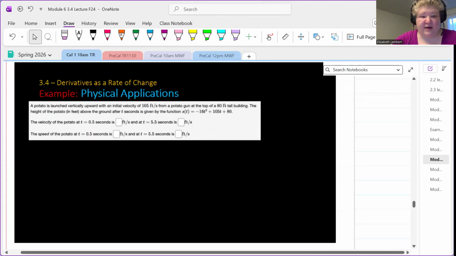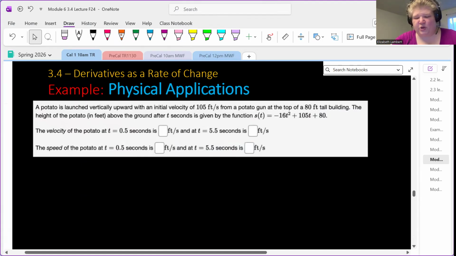All right, so now we have an actual example, and we're going to use this example on more than one slide. We have a potato being launched from a potato gun. This is a very childlike thing to do. A potato is launched vertically upward with an initial velocity of 105 feet per second. That is not slow, that's pretty fast. It's launched vertically upward from the top of an 80-foot building.